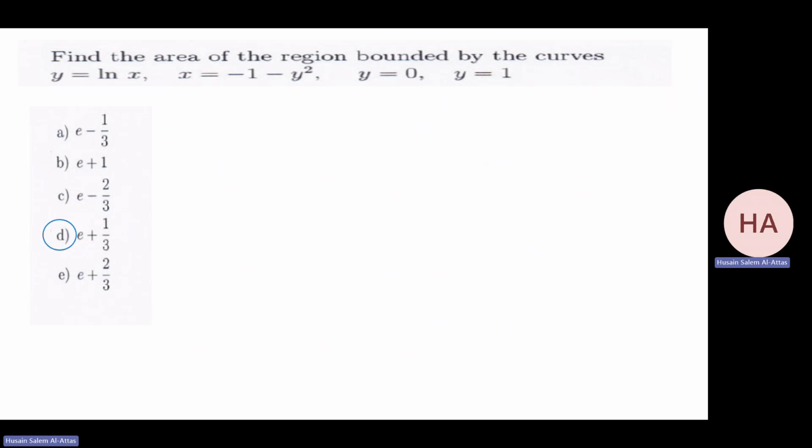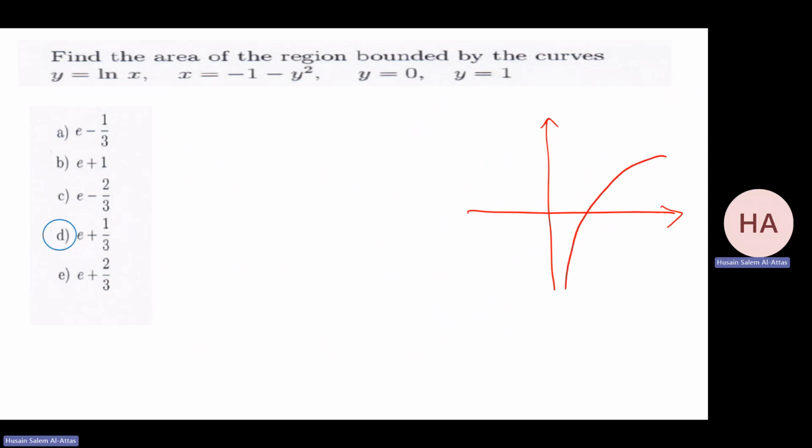Okay. Find the area of the region bounded by the curve y equals ln x, x equals minus 1 minus y squared, and y equals 0 and y equals 1. Okay, let us graph it. Always you need to graph the function. I think it's better to graph the function.